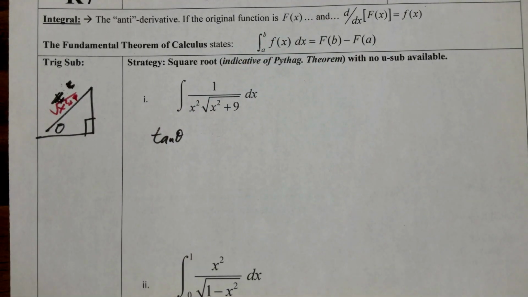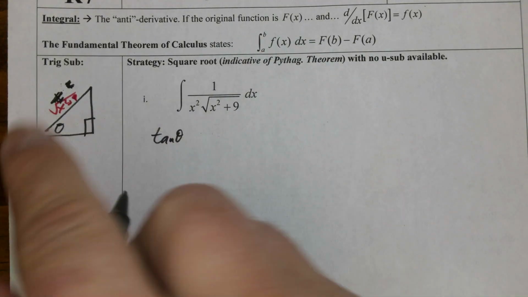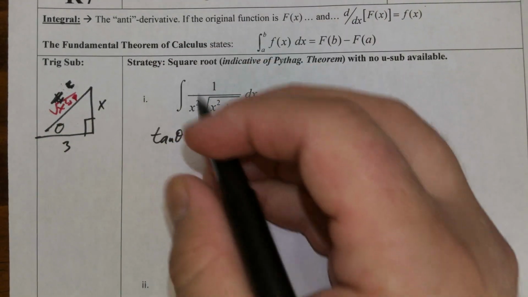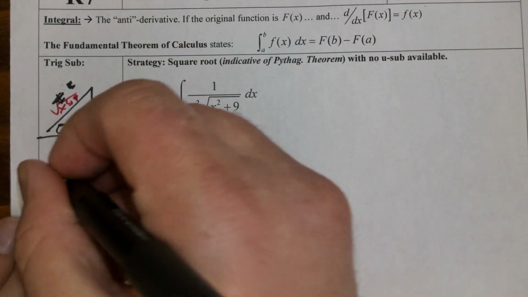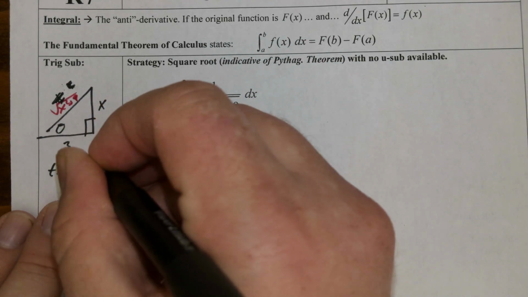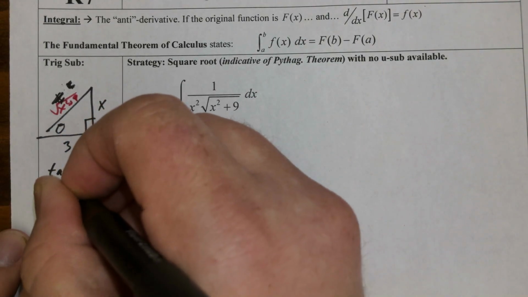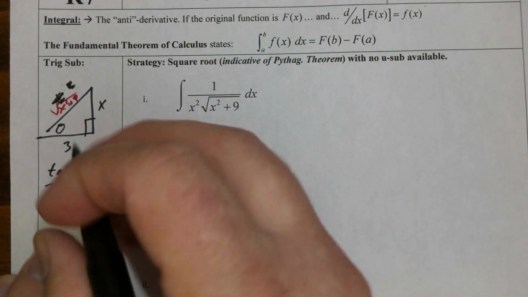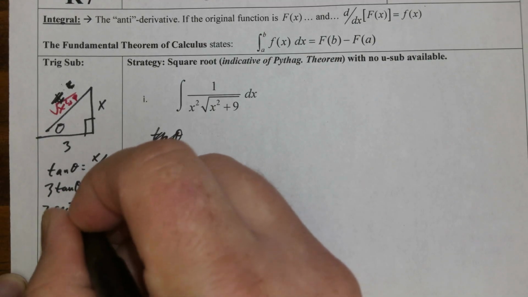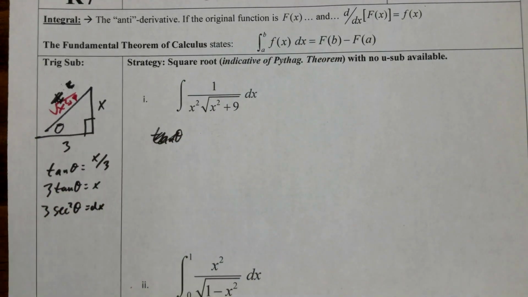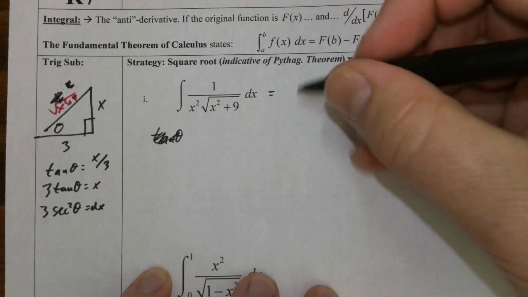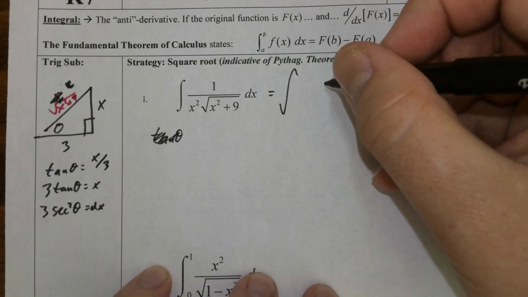Not only is this going to be a tangent relationship, tangent is going to be O over A. I know that x needs to be in my numerator. I know that 3 needs to be in my denominator. And so I'll do a little bit of my work with tangent on this side. 3 tan theta equals x. That means when I get my differential, 3 secant squared theta is dx. Sounds good. This integral is going to get a little bit messy, but I promise it'll work out. Let's see how this changes.